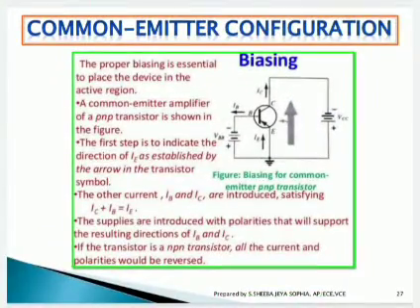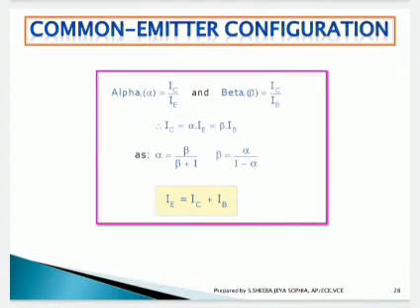And you can see the biasing corresponding to the common emitter configuration. Moving to the alpha and beta values, we know alpha is equal to IC by IE and beta is equal to IC by IB, through which we can find the relation between alpha and beta. Alpha is equal to beta by beta plus 1, and beta is equal to alpha by 1 minus alpha.